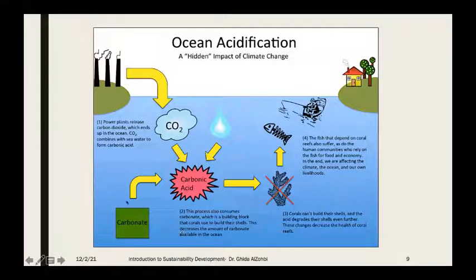Why? Because coral uses carbonate to build their shells. So here the decrease of the amount of carbonate available in the ocean can affect the shells, and it can reduce the ability of coral to build their shells. So here also coral cannot build their shells, and also the acid can degrade their shells. And here it can affect the health of coral reef.